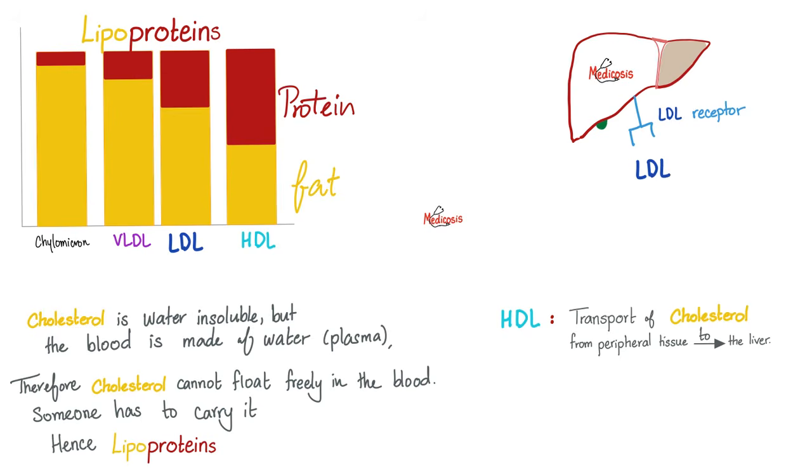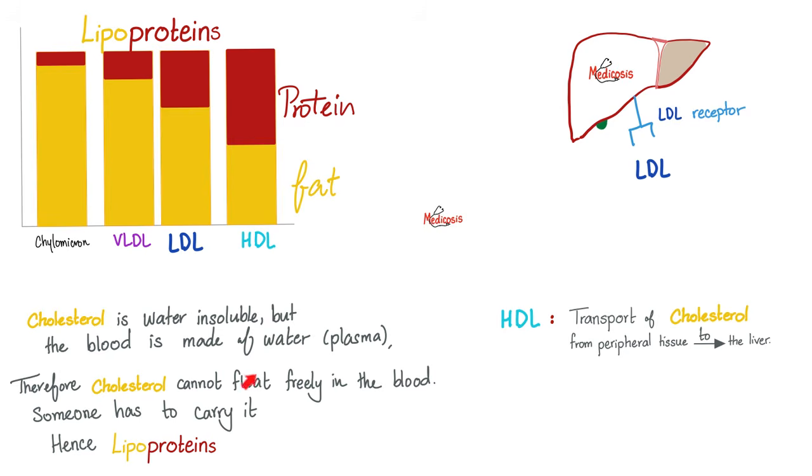Let's talk about lipoproteins. Lipoproteins, lipid and proteins. Cholesterol, is it fat or is it water? It is fat. It's water insoluble. Therefore, it cannot float freely in the blood because the blood is water, called plasma. Therefore, someone has to carry this cholesterol in the blood because cholesterol is fat and the blood is water. Fat cannot float in water. Who is this taxi that's going to carry cholesterol in the plasma? Lipoproteins. Because they are covered in proteins and proteins are water soluble.